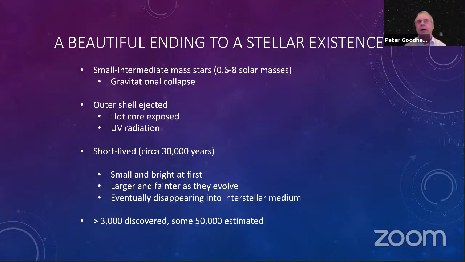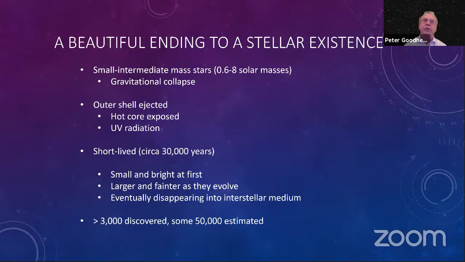As they run out of fuel, the nuclear pressure declines, and they go through gravitational collapse. That collapse then results in an outer shell being ejected, and as that shell is ejected, it exposes an extremely hot core. That core emits intense ultraviolet radiation. That radiation in turn ionizes the outer shell and makes it glow, and that's the thing that we see, and that's what gives those emission lines.